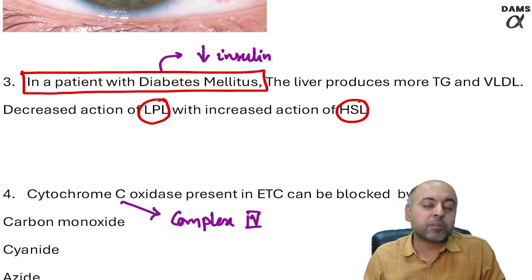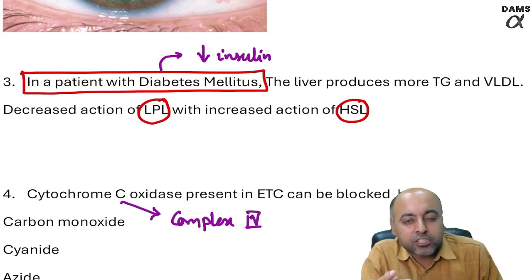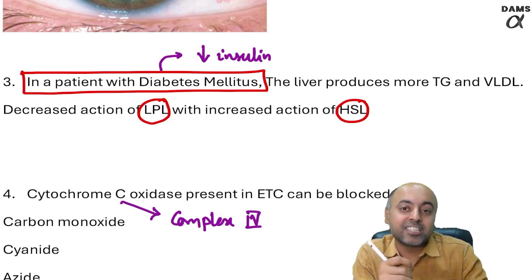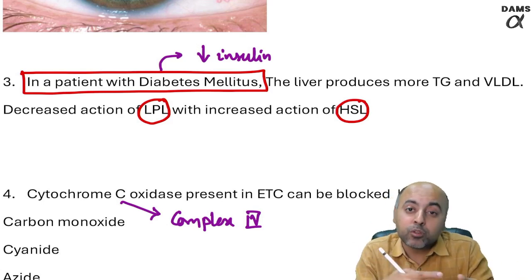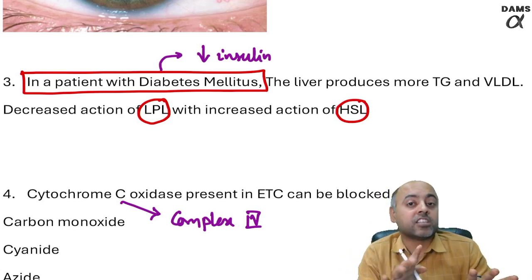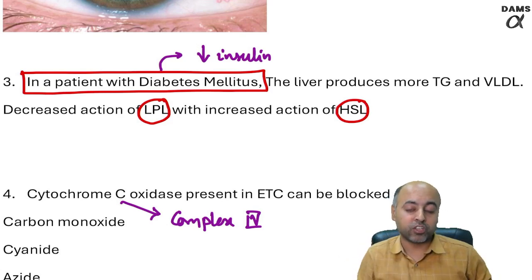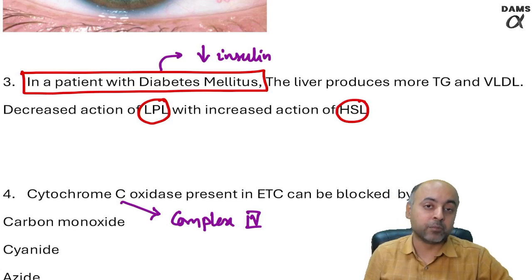Okay, so please keep in mind, when we talk about diabetes mellitus, the first thing you have to understand is whether it is type 1 or type 2. There will be functional insulin deficiency. In type 1, production is not there. In type 2, the production is more, but insulin resistance is there. So functionally, insulin is not available. That is point 1 you have to keep in mind for diabetes mellitus.